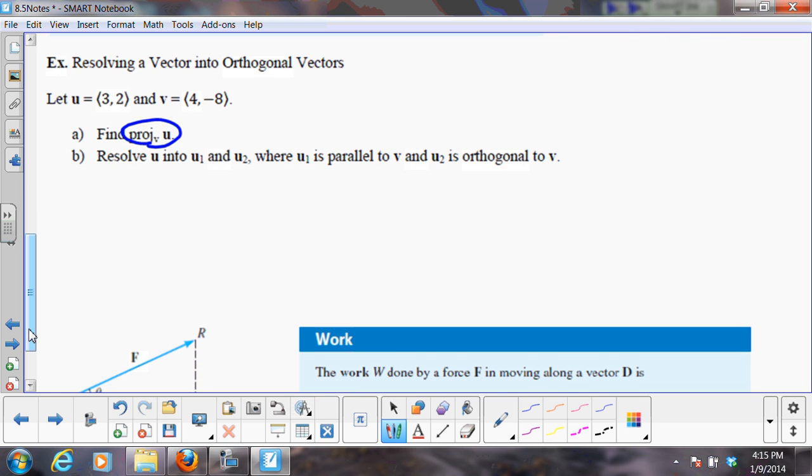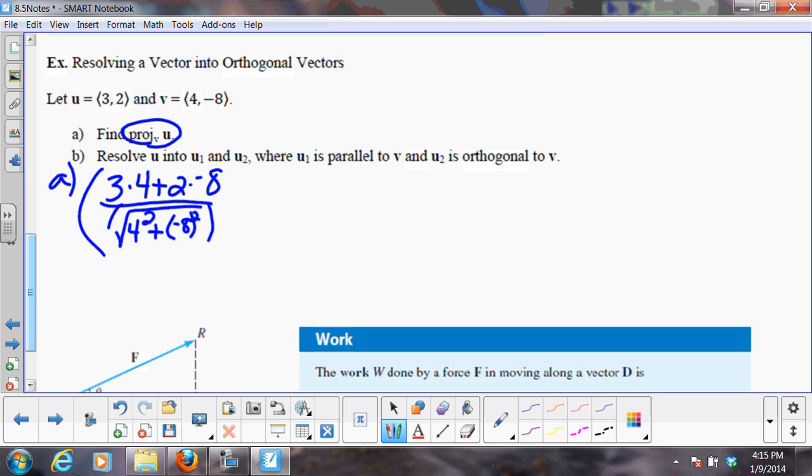So we got to do the parentheses first. So this is for part A. On top of the fraction, you do the dot product. On the bottom is just the magnitude of v. The only difference from the previous example is that we're actually going to take this and square it now. And then we're timesing it by a vector.